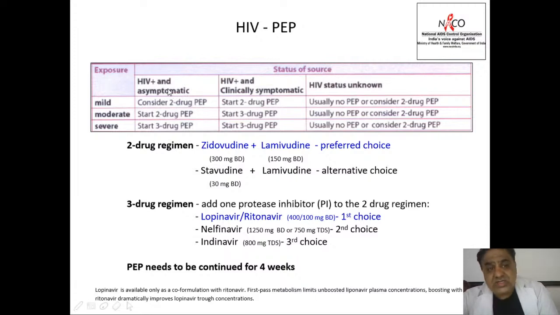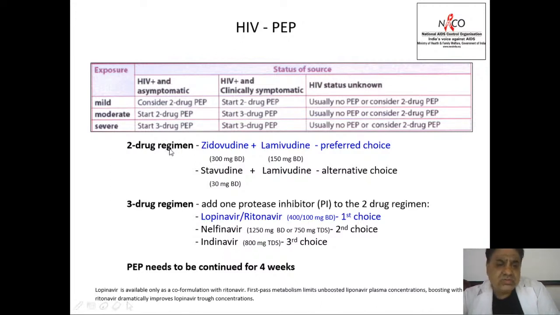If the patient was HIV positive and asymptomatic, or HIV positive and symptomatic with features of HIV, or his status is not known, in either situation, you have to match whether you have to give a 2-drug regimen or a 3-drug regimen. Getting it? So if mild exposure and HIV positive patient is an asymptomatic source, just a 2-drug regimen. If the exposure is severe and the source patient is symptomatic, then you have to go for a 3-drug regimen. Or usually you may go for no PEP or just at least a 2-drug regimen, according to the situation of your exposure.